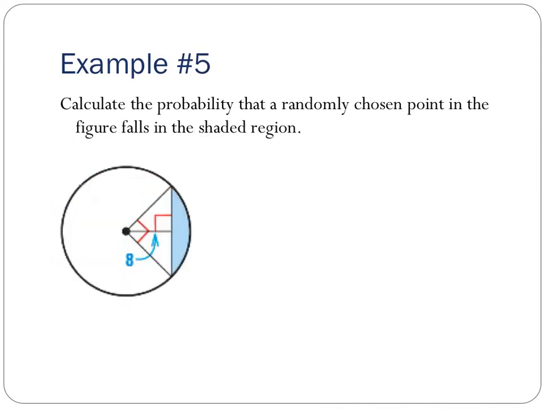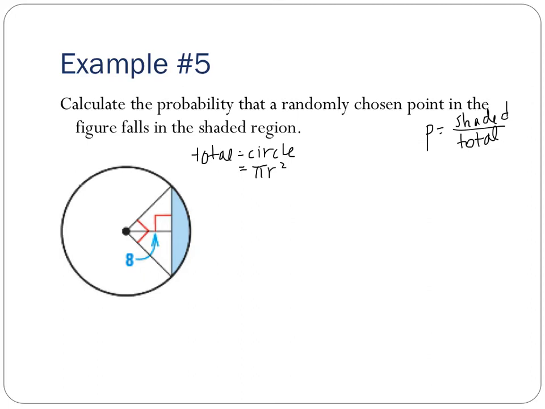Here's our next example. It says calculate the probability that a randomly chosen point in the figure falls in the shaded region. So again, your probability is going to be what I'm interested in, the shaded region, over my total. Okay, so the easiest is the total. The total figure in this case is just a circle. I neglected to mention this on the last example, but your total region does include the shaded part. So we do include that shaded section. Okay, so the circle is going to be pi r squared.